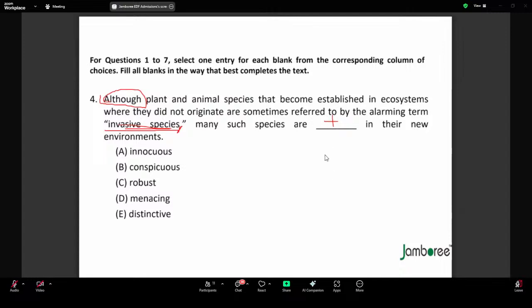Innocuous is harmless, positive. Conspicuous is obvious, neutral, positive. Menacing, negative. This is the only negative. Distinct is different. So a lot of positive words, but what we're looking for is harmless. Innocuous is harmless. Before, the word was invasive, which would be very harmful. Conspicuous is very easy to identify, obvious. Robust is vigorous. Menacing is troubling, very destructive or dangerous. Distinct is different. So a lot of positive words, but innocuous, the very first word, kicks in.